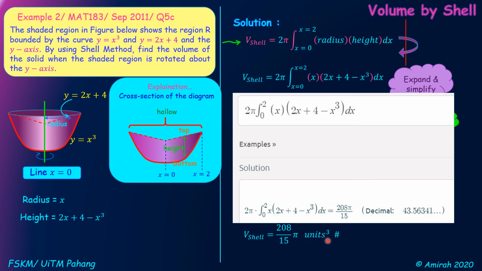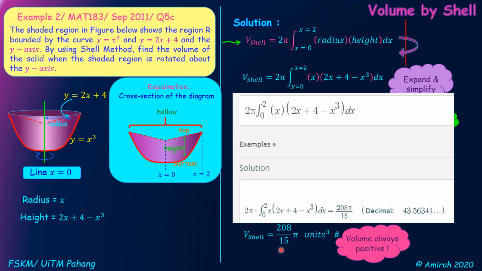We can check the final answer using Symbolab. After we set up the formula and substitute the radius, the height, and the lower and upper limit, we can use Symbolab to calculate. So we have 2 pi, and then we integrate from 0 to 2, x times 2x plus 4 minus x cubed dx. From here, we just press enter. Then we get the final answer 208 pi over 15.